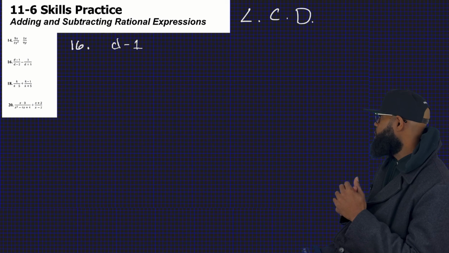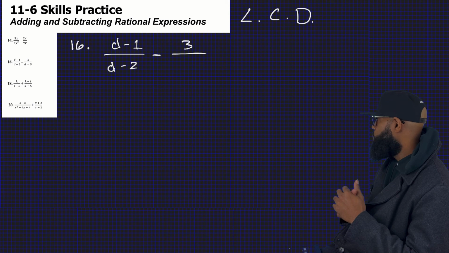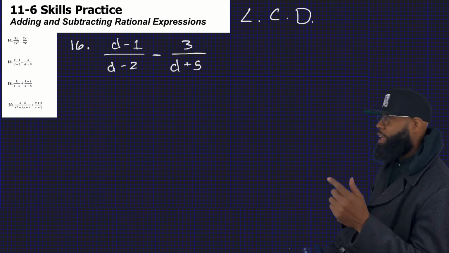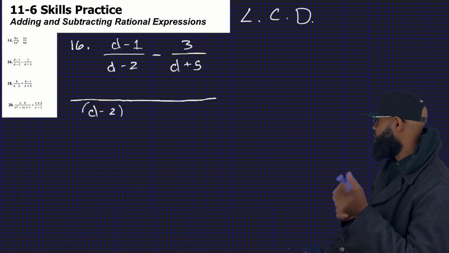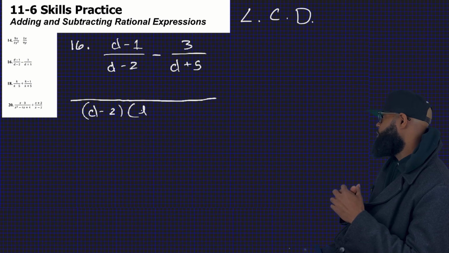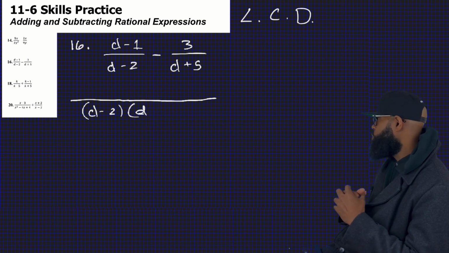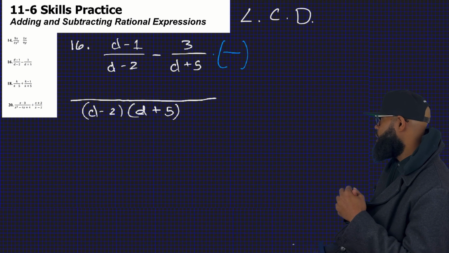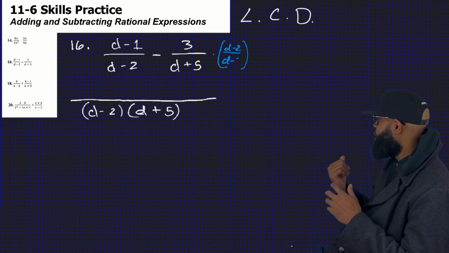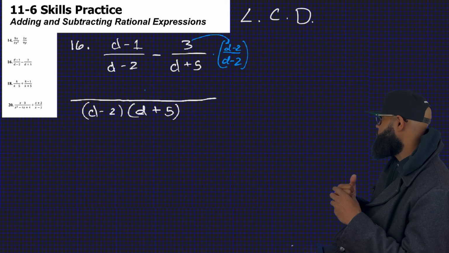So, number 16, d minus 1, all divided by d minus 2. And then I recognize subtraction, so don't forget to distribute the negative. I've got 3 divided by d plus 5. So the denominators are going to be d minus 2 times d plus 5. But I need to correctly put the numerator in there. So fix that, there we go. The numerator for the first fraction is d minus 1. For the second fraction, I'm going to need d minus 2 over d minus 2: 3 times d and 3 times negative 2.